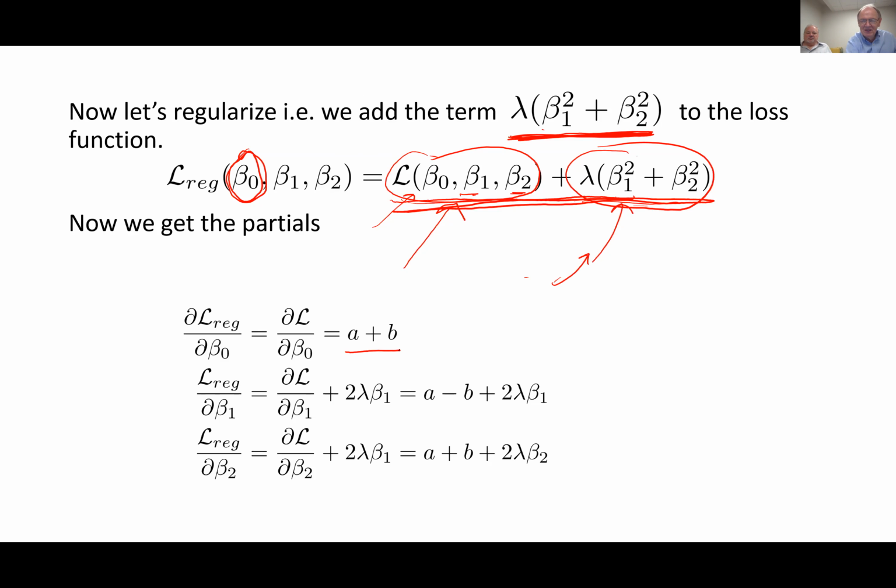Then we take the partial with respect to beta 1. That gives us the partial of this one with respect to beta 1 plus the partial of this with respect to beta 1. The first gives A minus B, and the partial of the regularization term with respect to beta 1 is just 2 lambda beta 1.